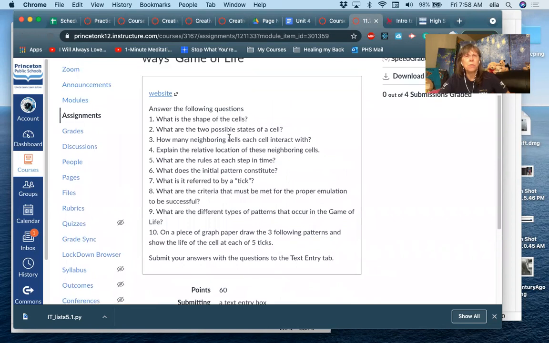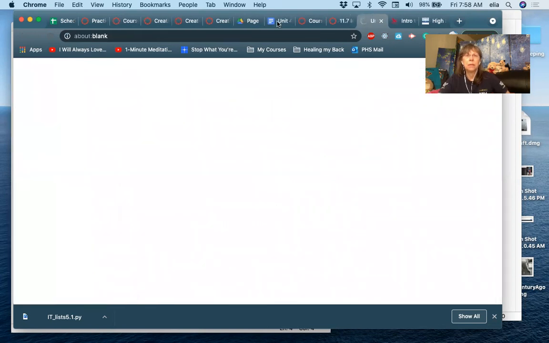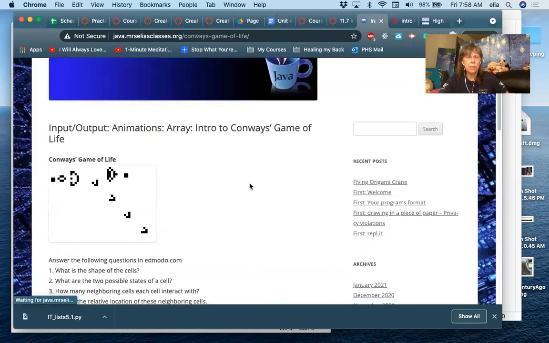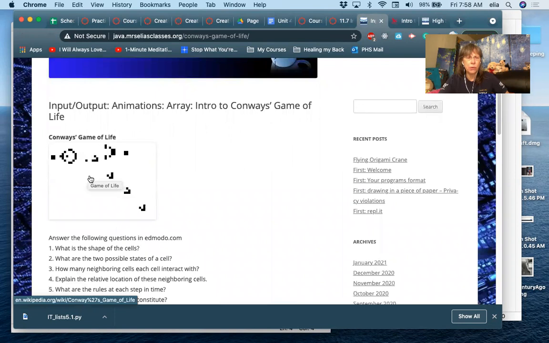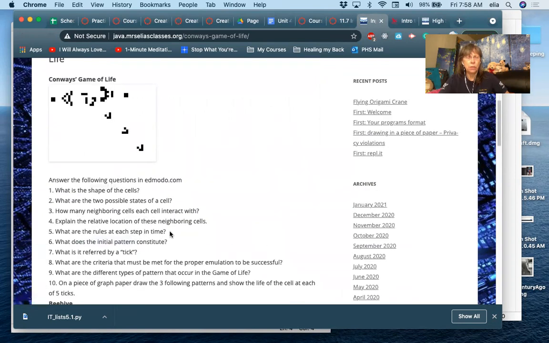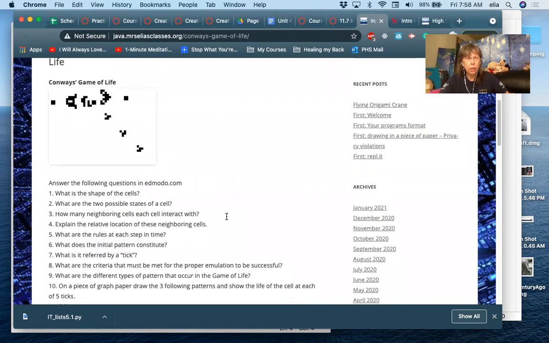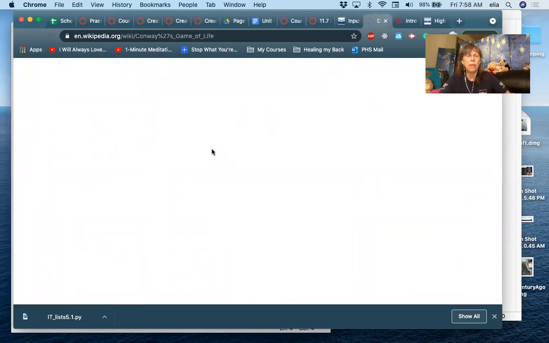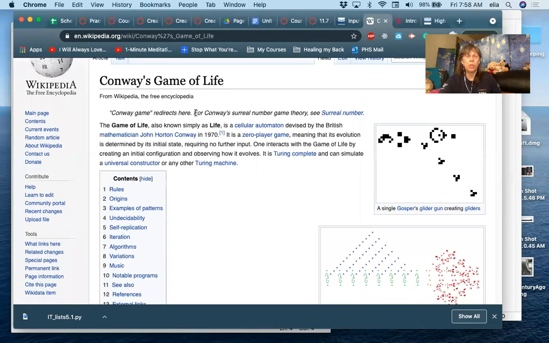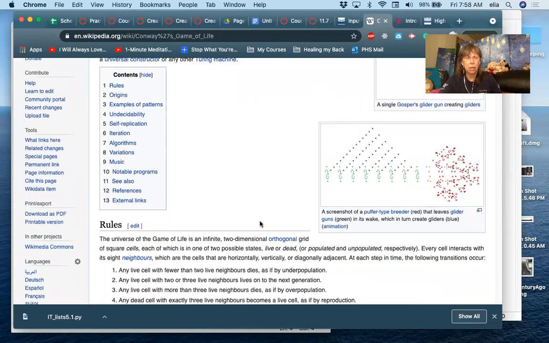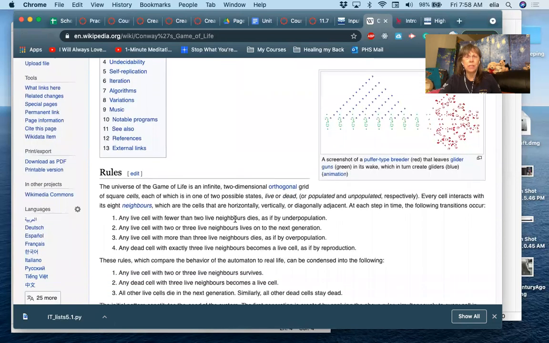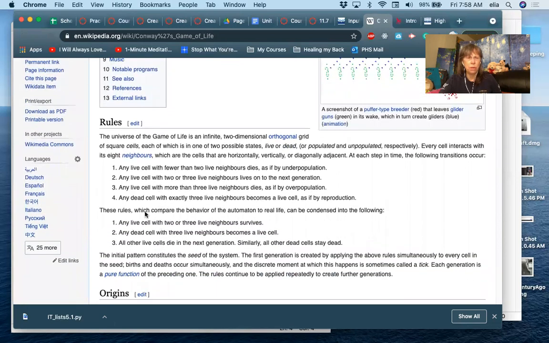You can answer those questions by going to the website right here. Pay attention that this website has a link right here. This is where the resource to the questions, the answers to the questions, are. So let's quickly take a look at this. This is Wikipedia, and Wikipedia has lots of information about Conway's Game of Life. Most of the answers to those questions are coming from the rules right here. Pay attention to these rules. This is what's going to drive your algorithm.